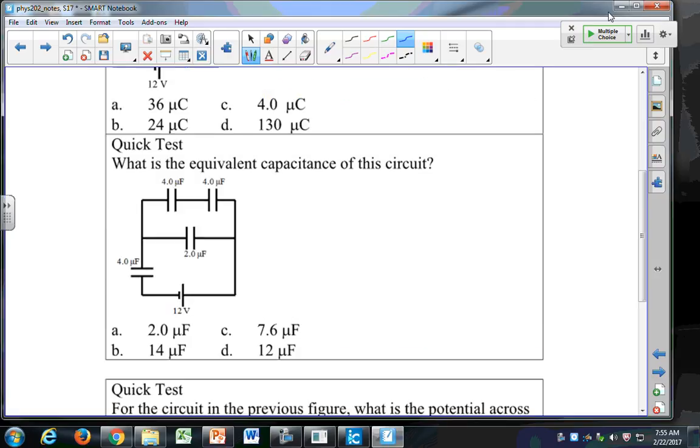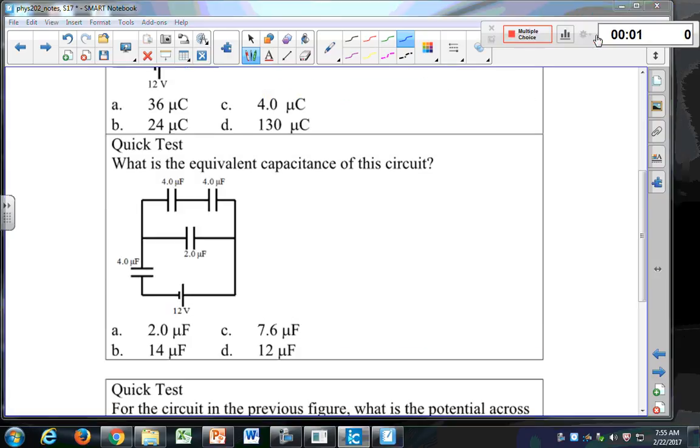All right, what's the equivalent capacitance of this circuit? Try to do it, just look at it and tell me what is the equivalent.